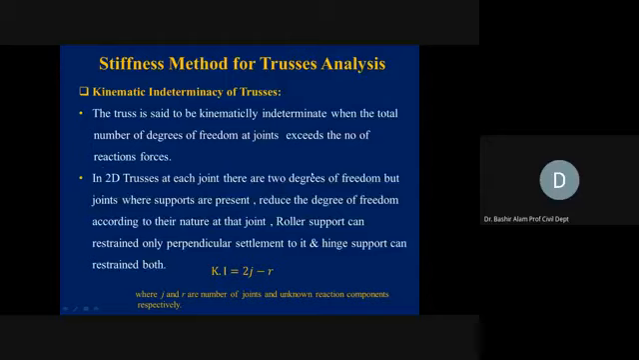But joints where supports are present reduce the degree of freedom according to their nature at the joint. Now, what will happen if we have a roller support? A roller support can restrain only the settlement perpendicular to it, and a hinge support can restrain both.